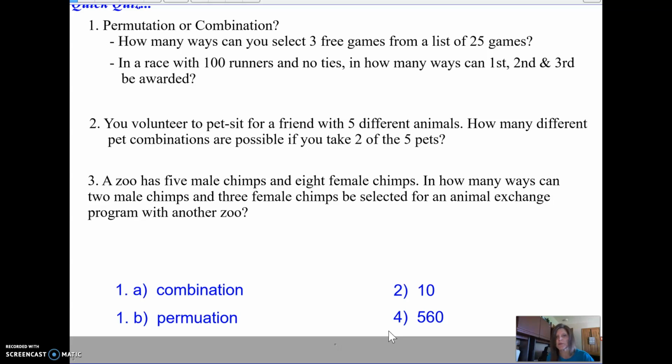But what makes this problem a little bit more complicated is we have to choose the males and we have to choose the females. So for this one, you would be taking the combination of 5 things taken 2 at a time to choose the males, and the combination of 8 things taken 3 at a time to choose the females, multiplying those answers, and you should come up with a final answer of 560. If you have any questions, just let me know.